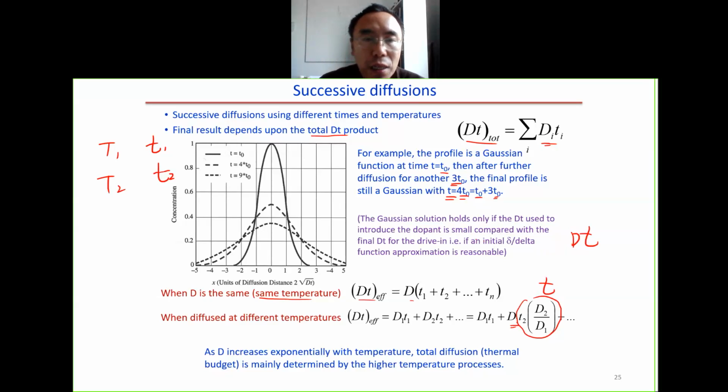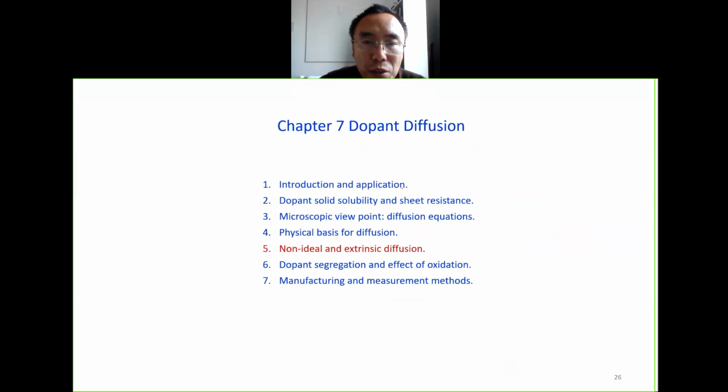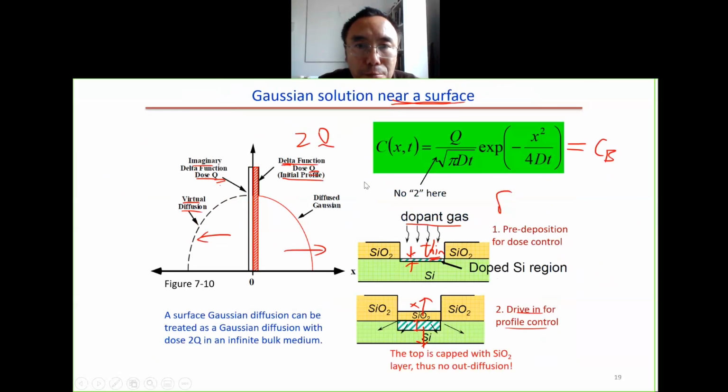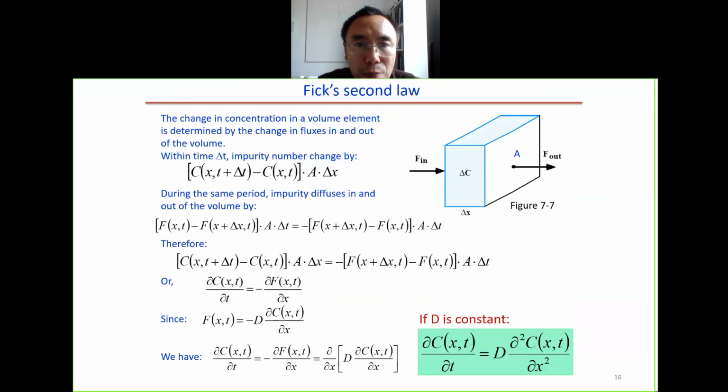So now we have finished the few cases that can be solved for the diffusion equation. Now we'll look at some special topics. The first one is non-ideal and extrinsic diffusion. We know that Fick's law is only valid for diffusion under special conditions. For example, when the doping is higher than ni, then we have the electrical field effect. Then the Gaussian solution we saw before will no longer be valid, as we see here.